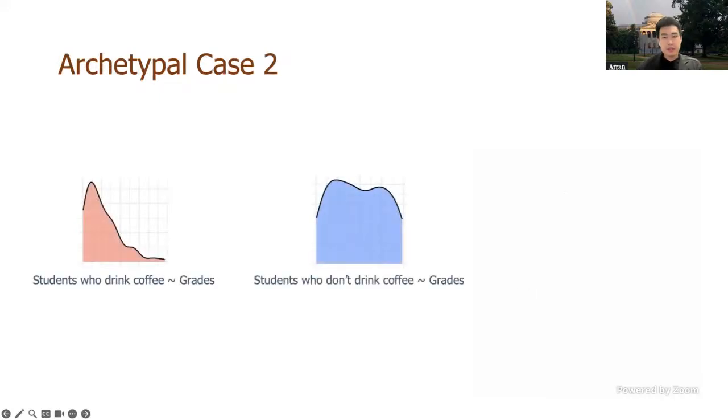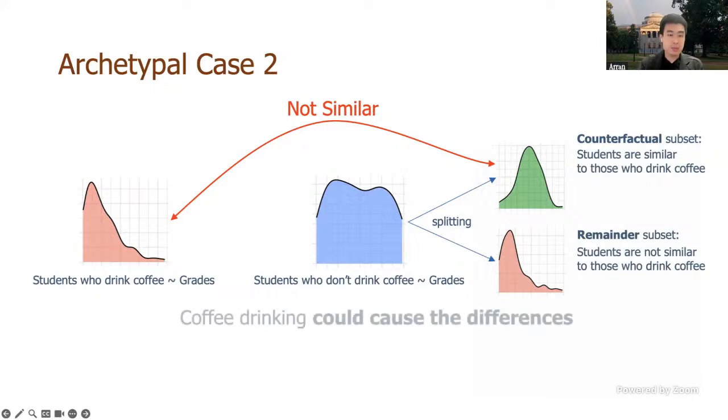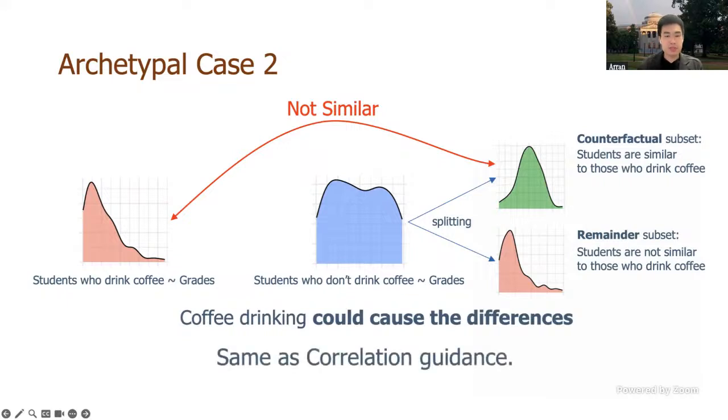Well, if we simply exchange the distribution of counterfactuals and remainder subsets, we get a second archetypal case, as shown here. But in this case, counterfactual data subsets are not similar with included. This means counterfactual guidance could hint coffee drinking may cause the differences of students' grades. Whereas in this case, we get similar results with correlation guidance if we were using counterfactuals here.